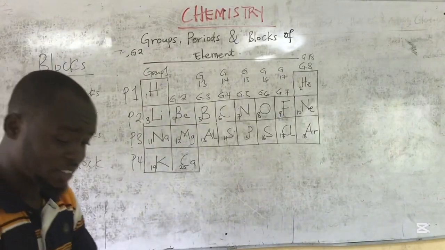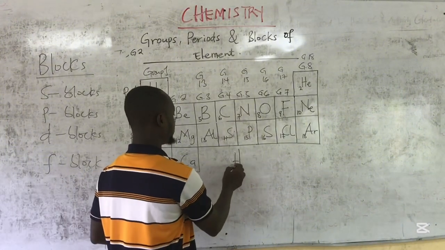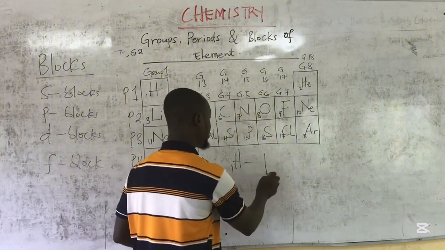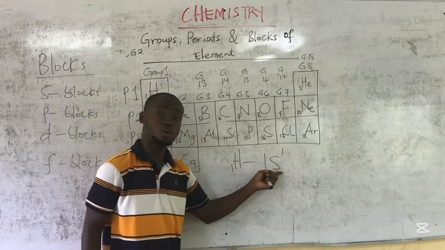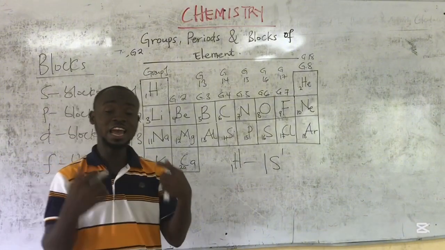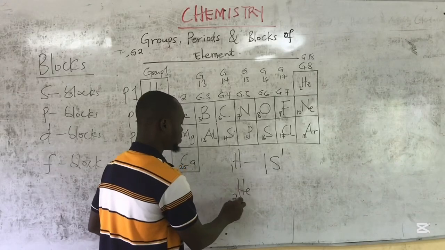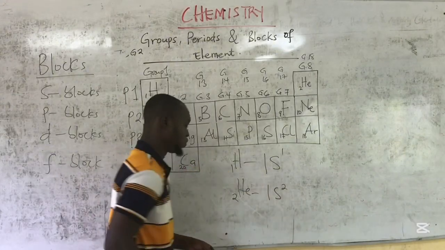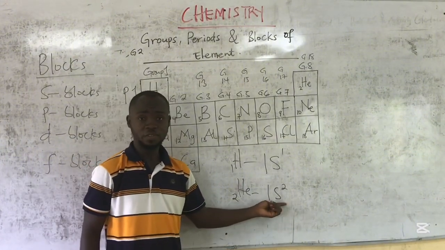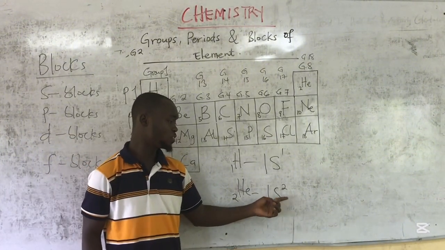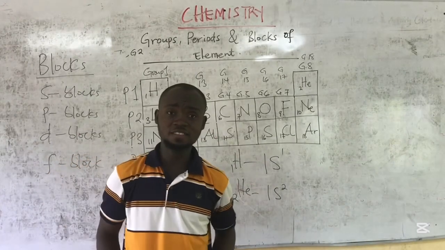Let's prove that. Let's take some of them. So I have hydrogen, helium, beryllium. Hydrogen is an S block element. Why? When I write the configuration for hydrogen, 1s1, hydrogen has only one electron. That electron is located in the S orbital. So hydrogen is an S block element. Is that okay? Let's take helium. Helium is atomic number 2. Its configuration is 1s2. Helium has 2 electrons, and those 2 electrons are located in the S orbital. So since it has its electrons in the S orbital, it is an S block element.